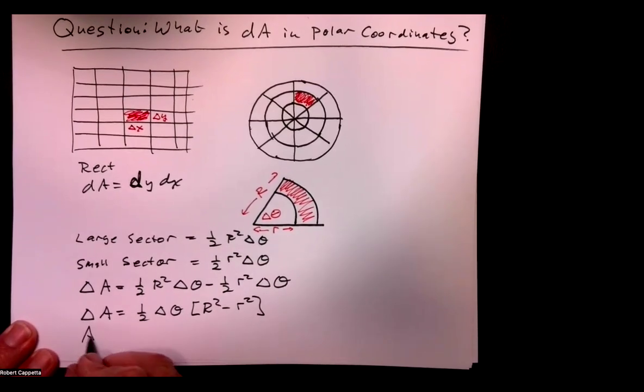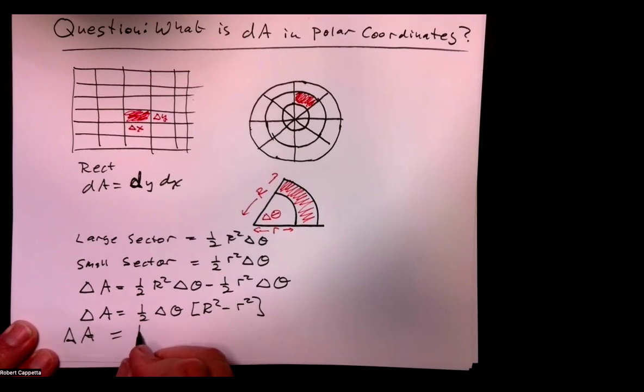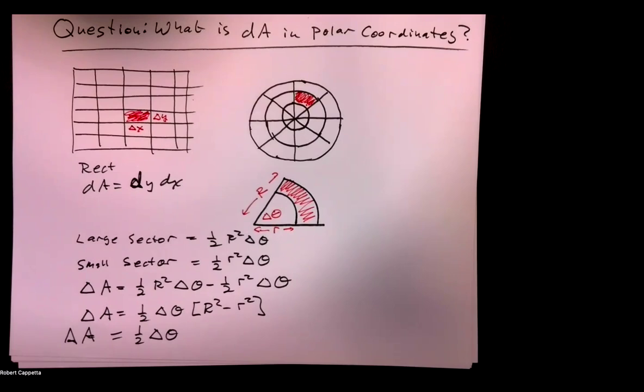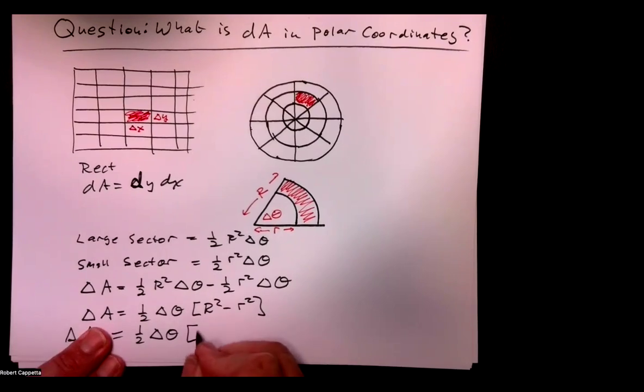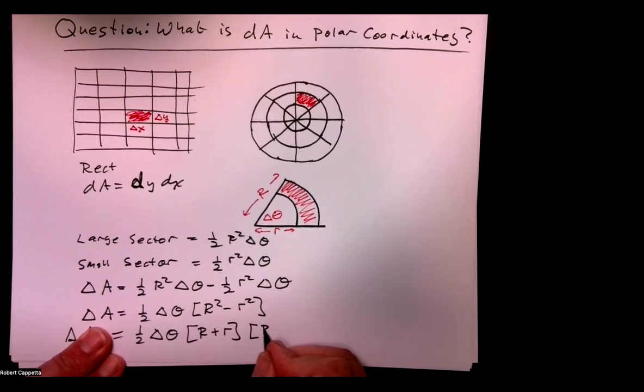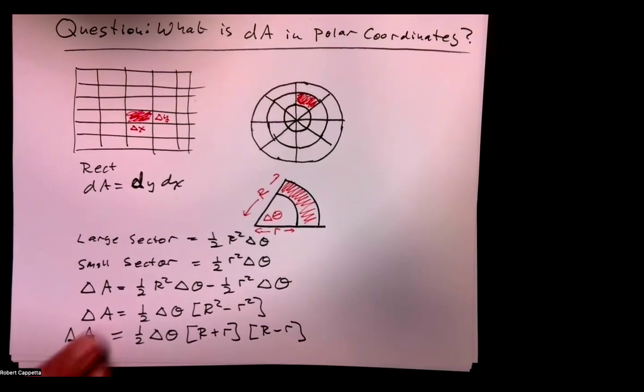Let's take it one more step. Change in area is 1/2 change in theta. Now, big R squared minus little r squared is big R plus little r times big R minus little r. Okay. So how do we use that? What's my strategy going to be here? How do I use that?